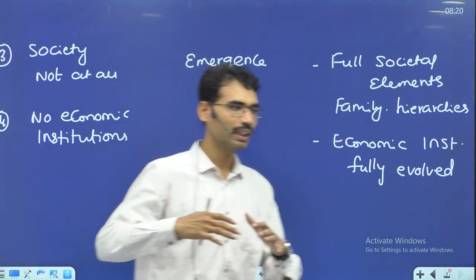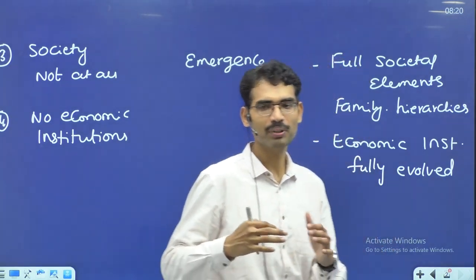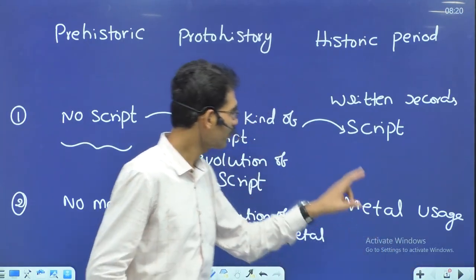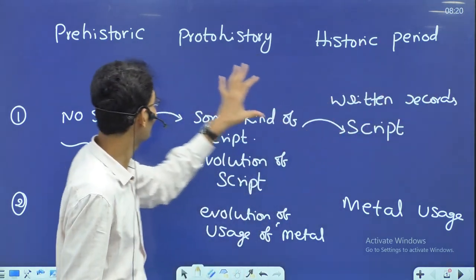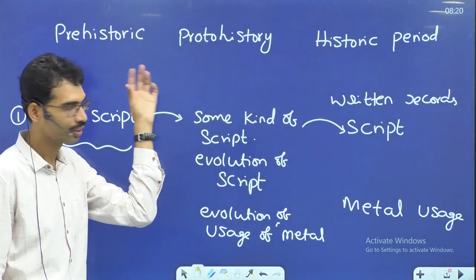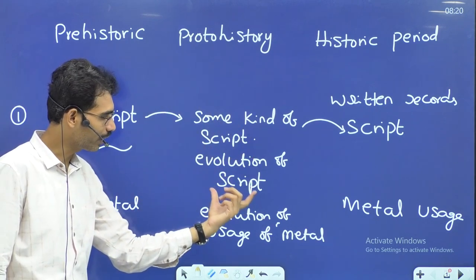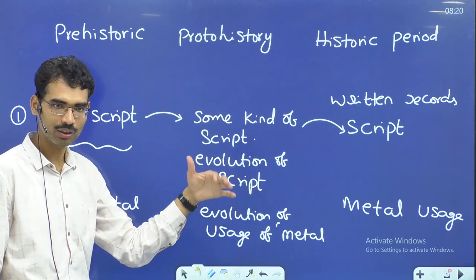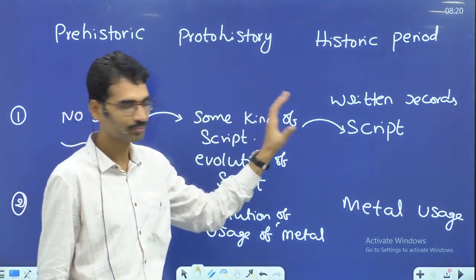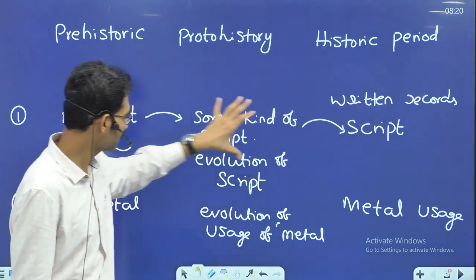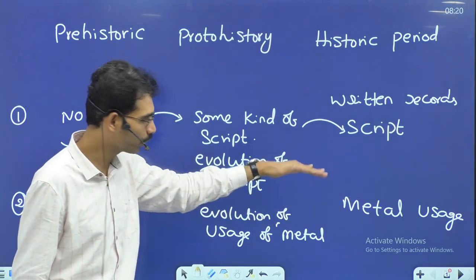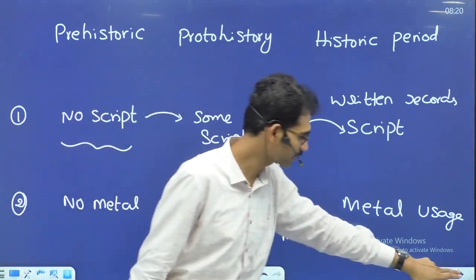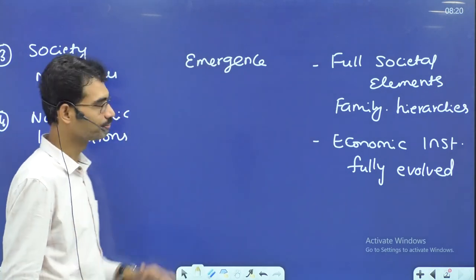When it comes to general studies, it is simple characteristic. Which one? If we have any written script, then we consider it as a historic period. If we don't have written script, that is prehistory. And we find script, but we are not able to decipher, that is protohistory. When it comes to general studies, we limit ourselves to this part. But as a history optional student, you should go beyond that. These are the characteristics. You need to see this.